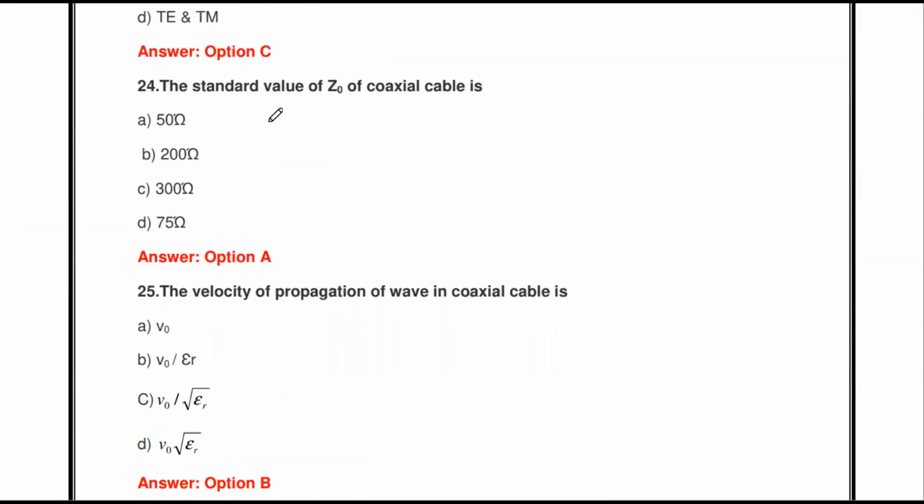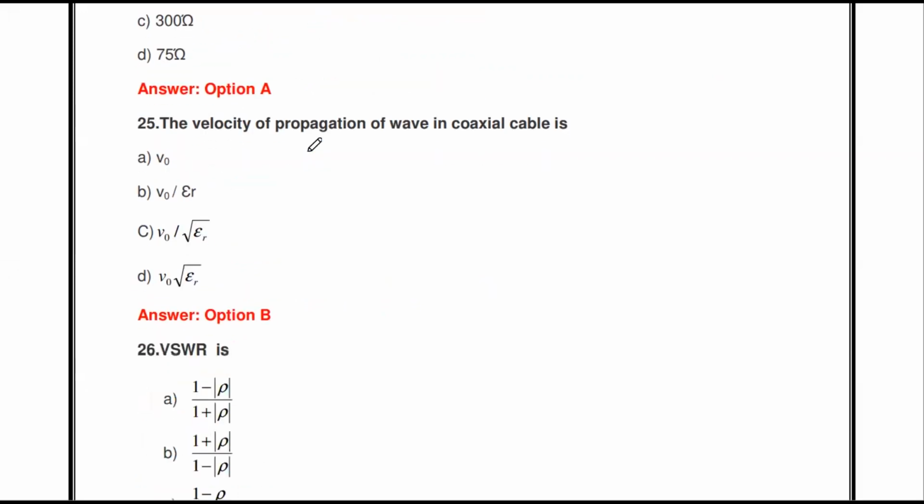The next one, the standard value of Z naught of the coaxial cable is dash. So what is the characteristic impedance of the coaxial cable? The standard value of the characteristic impedance of the coaxial cable is 50 ohms. Okay, 50 ohms. Then the next one, the velocity of propagation of wave in coaxial cable is dash.